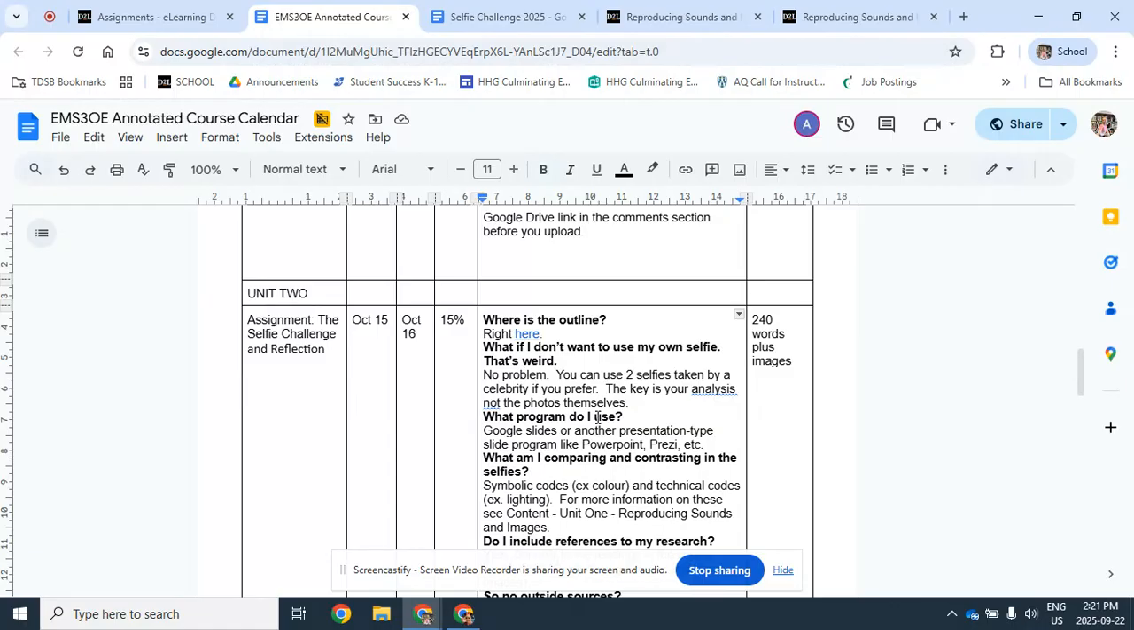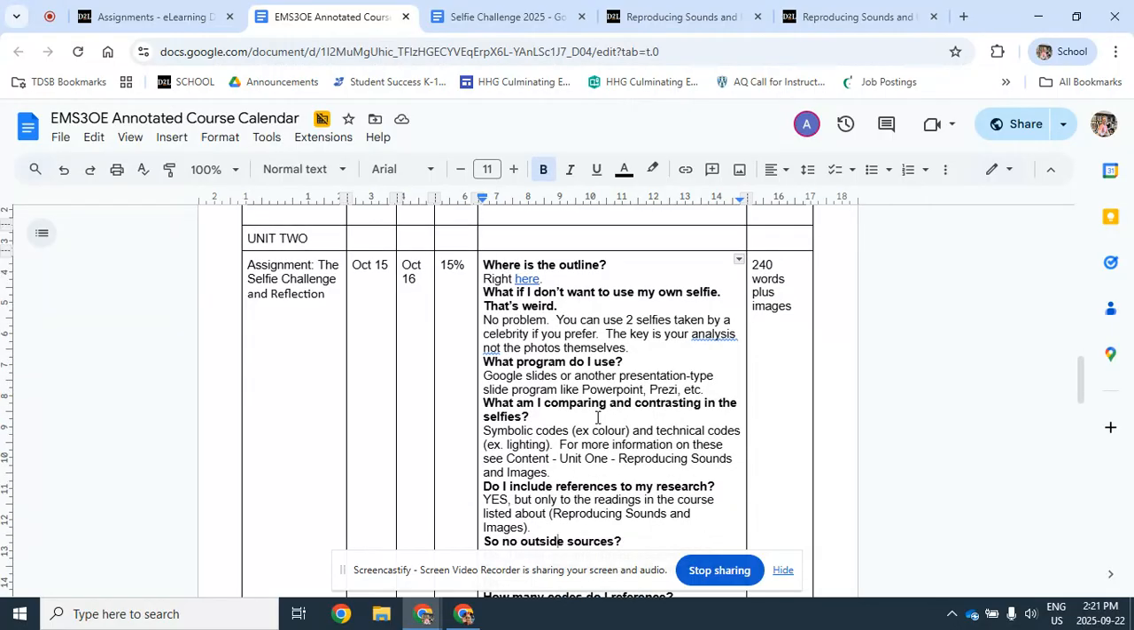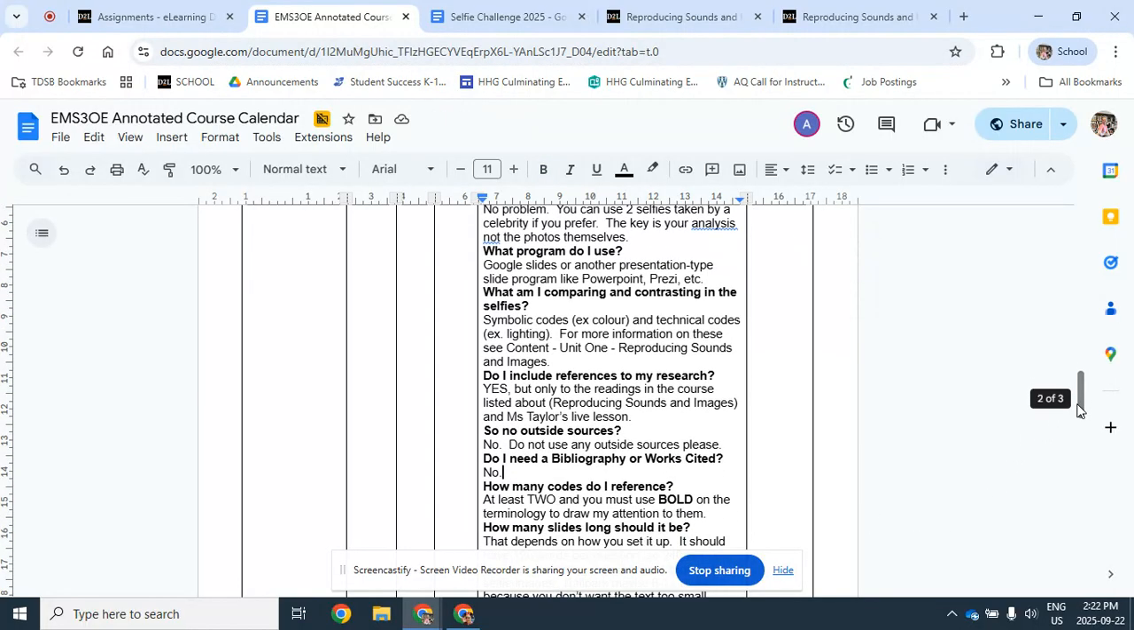What are you comparing and contrasting? You are comparing and contrasting symbolic codes. So for example, color, technical codes like lighting. For more information on those, of course, you're going to see content, Unit 1, reproducing sounds and images. So do you include references to your research? Yes, but you're not doing outside source research. You are only using content, Unit 1, reproducing sounds and images, and Miss Taylor's live lesson. So you can refer to the things that I'm talking about in my slide deck that we did live together. So no outside sources. Do not use outside sources. Otherwise you will need a bibliography and works cited, and you don't want to do that, right? So no bibliography, no works cited.